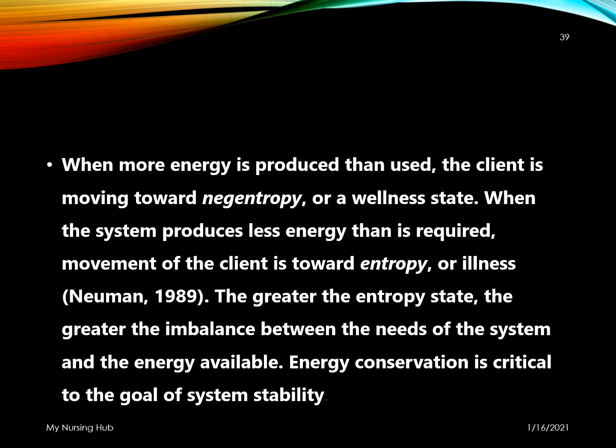When more energy is produced than used, the client is moving toward negentropy, or a wellness state. When the system produces less energy than is required, movement of the client is toward entropy, which is called an illness state. The greater the entropy state or the illness state, the greater the imbalance between the needs of the subsystem and the energy available. Energy conservation is critical to the goal of system stability. So entropy is the illness state and negentropy is a wellness state.